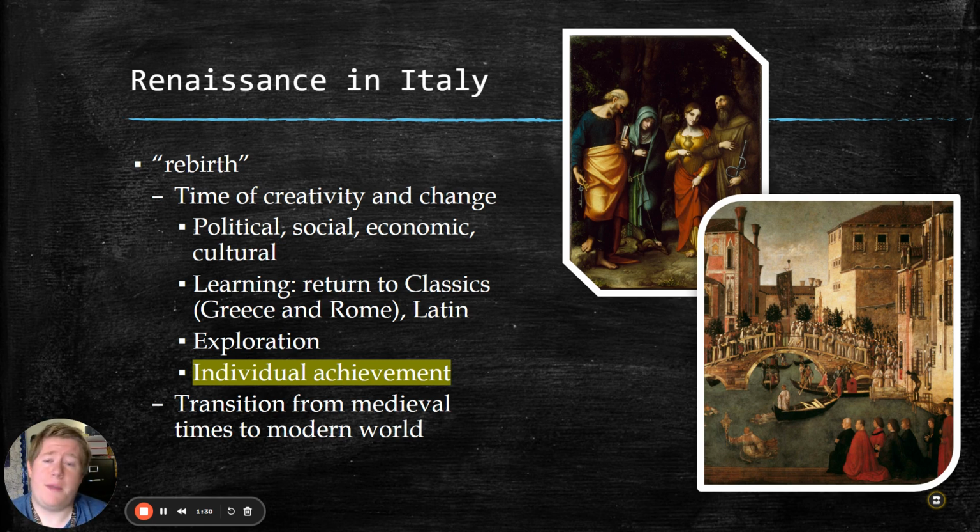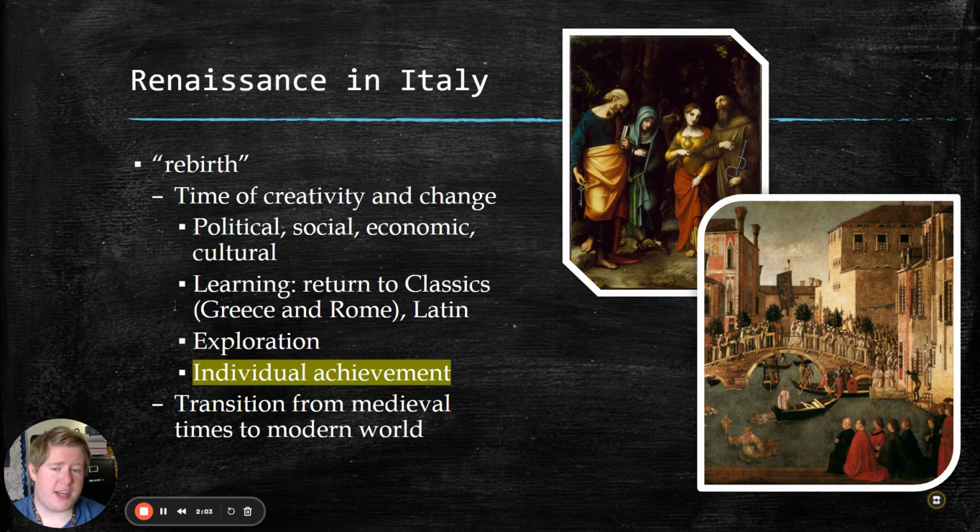It's also a term that means rebirth. The Renaissance was a period of creativity and change. We'll talk about that in the sense of politics, society, the economy, culture. Prior to this, the era was known as the Dark Ages, where basically learning, math, science, who needs them? They're gone. The Renaissance is a reintroduction and return to learning the classics of Greece and Rome and the language of Latin. It's a period of exploration, which we'll talk more about next chapter, but it's also a period that focuses on individual achievement.